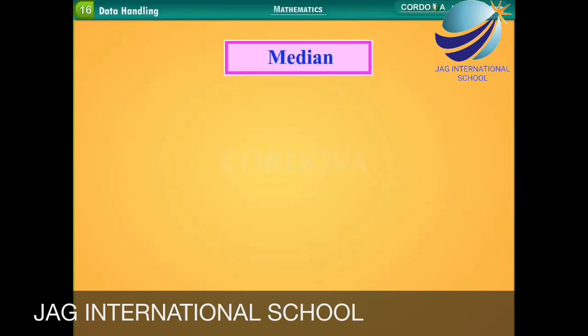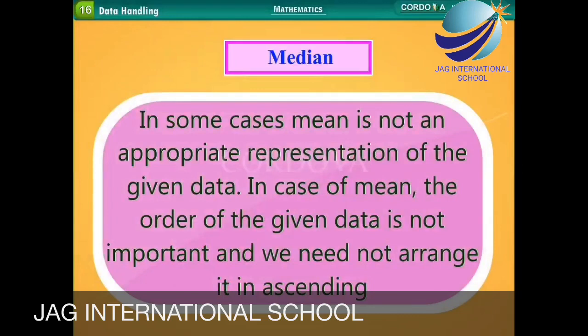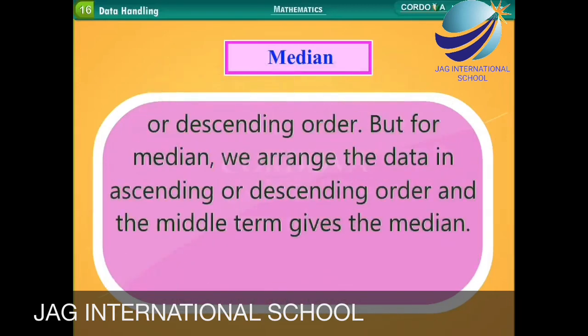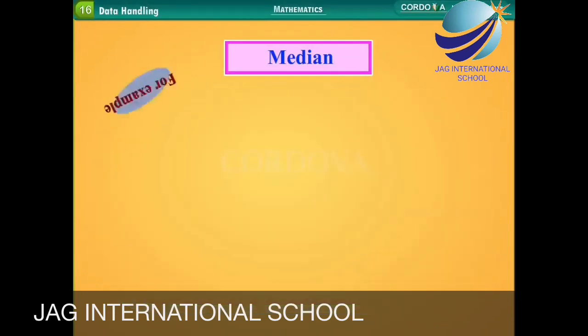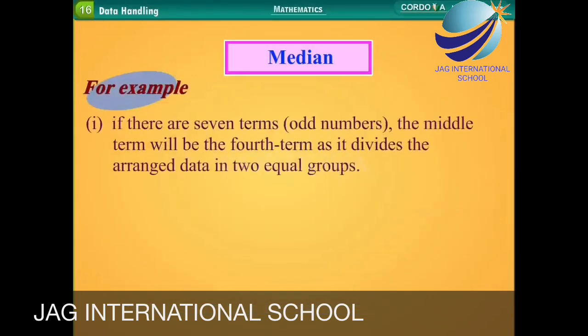Median. In some cases, mean is not an appropriate representation of the given data. In case of mean, the order of the given data is not important, and we need not arrange it in ascending or descending order. But for median, we arrange the data in ascending or descending order, and the middle term gives the median. For example, if there are 7 terms, an odd number, the middle term will be the 4th term as it divides the arranged data into 2 equal groups.